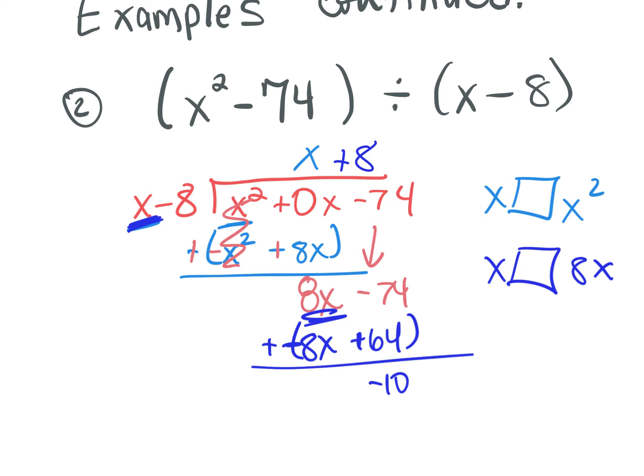So what is negative 10? The remainder, the leftovers. So you just write your remainder as a minus because it's negative, and it's 10 over, what did we divide by? X minus 8. Perfect.